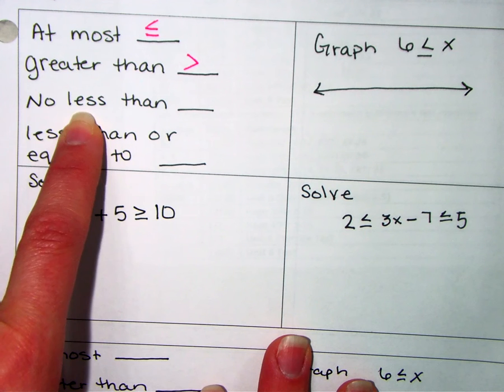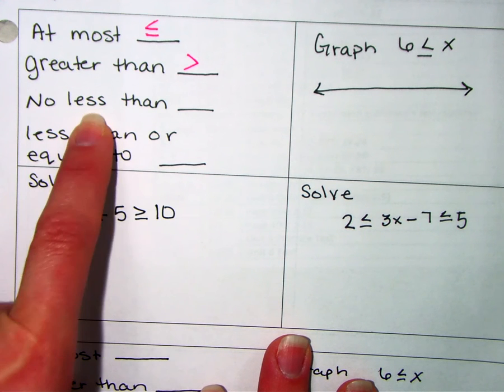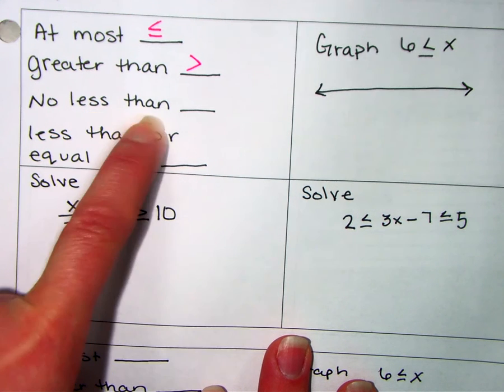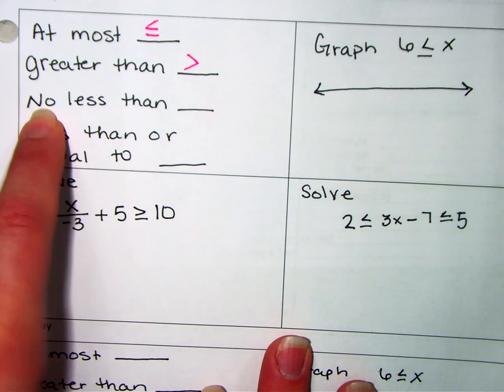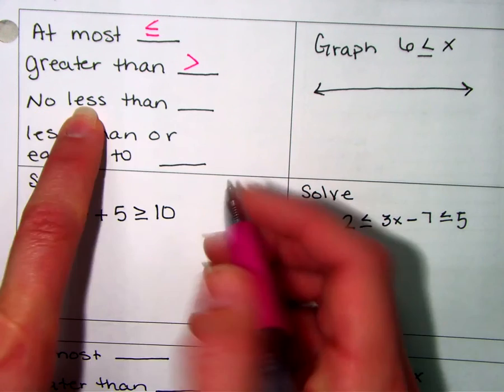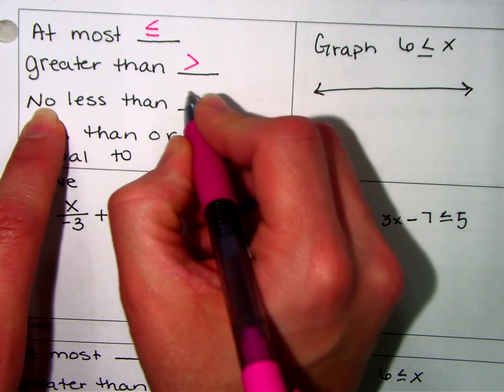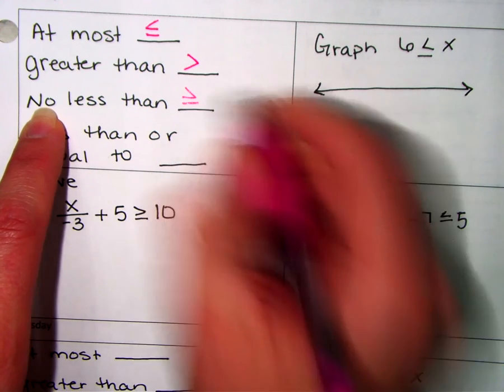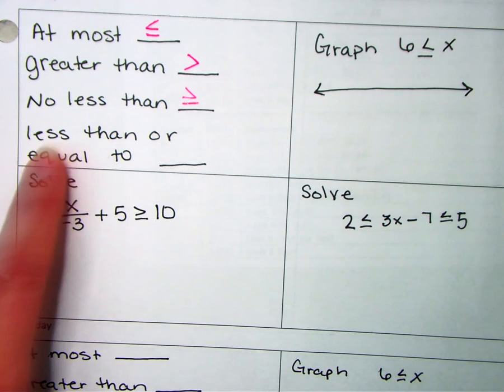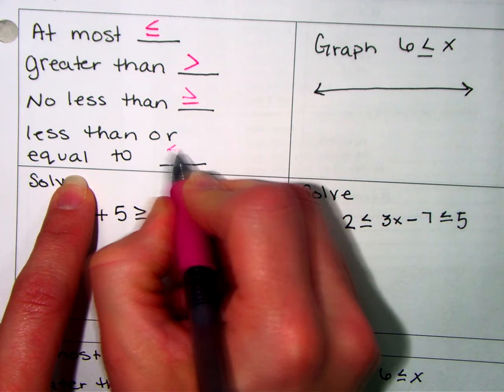So this one right here, it says no less than. So should I write the less than symbol? No, you should not write less than. So is it less than? No, it's going to be greater than, and put that line underneath for the equal to. Okay, and then less than or equal to is this symbol, less than or equal to.